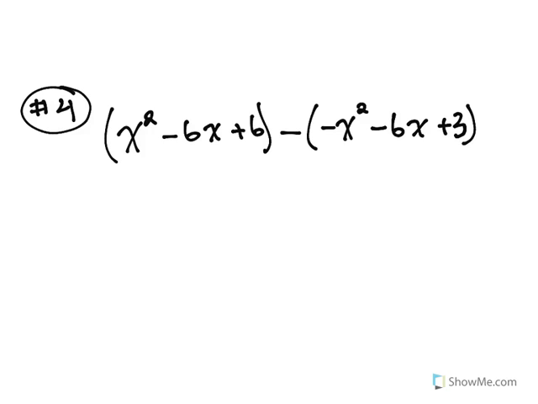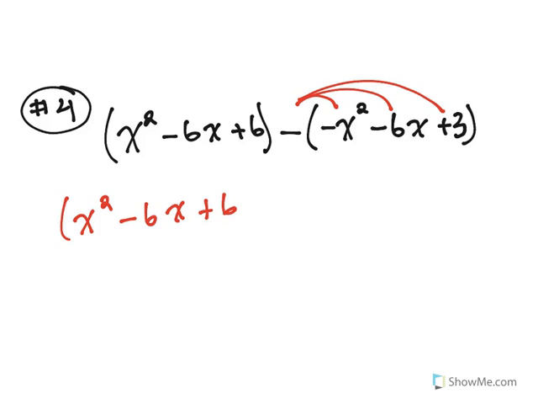I want to do one more quick example to show you guys what happens if one of these terms ends up canceling out. So same steps, distribute the negative to change the signs. So we have x squared minus 6x plus 6. This is going to change to plus. Now the opposite of negative x squared is positive x squared. You could put the plus sign in front, or you could just leave it as x squared.